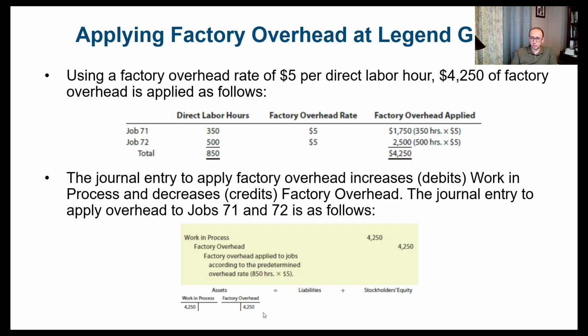So on the accounting equation, one more time, work in process is part of your inventory. The factory overhead is going to be credited. We're reducing it. So now we debited one asset and credited the other asset.